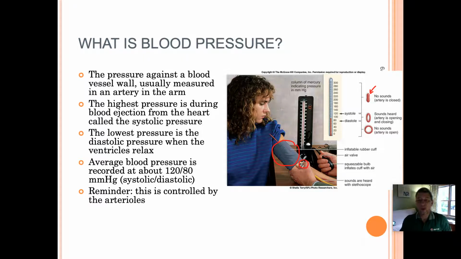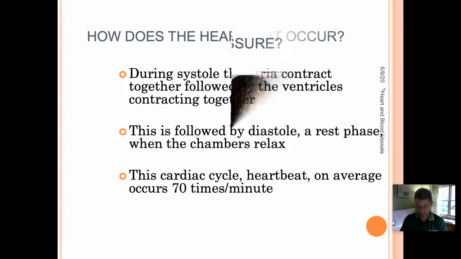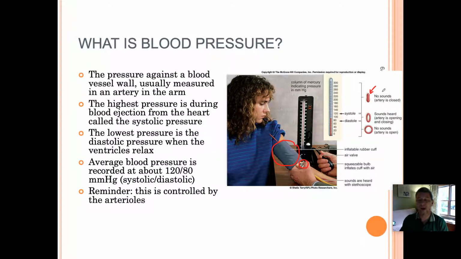Well, at the systolic number, or above the systolic number, I should say, there's no sound at all. So they pump it up to 150 to 200 millimeters of mercury, and then they slowly release the pressure. And where they first hear a sound of the artery literally opening and closing, opening and closing, that's the number that they read as the systolic number, the higher number.